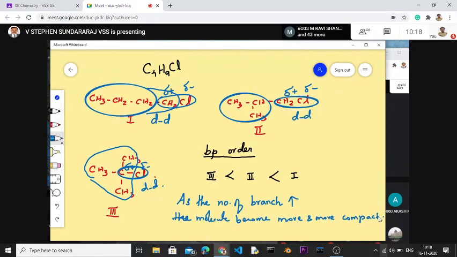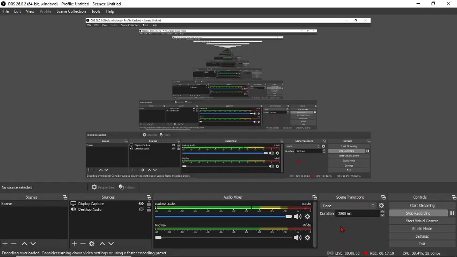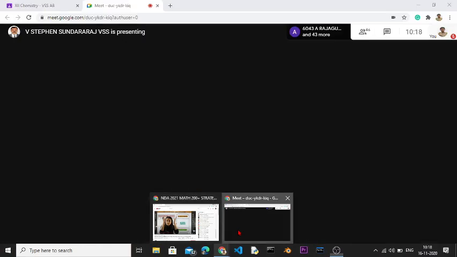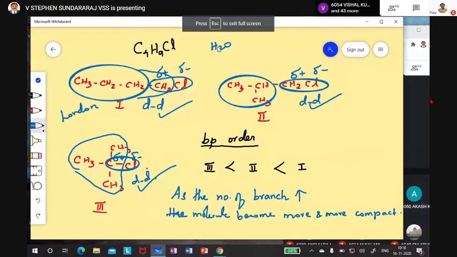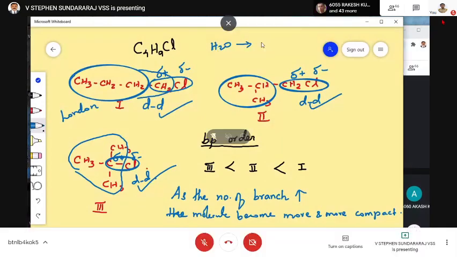So the dipole interaction is common everywhere. In all 3 structures, the dipole is there. Now it is a matter of only London force. Don't think that hydrogen bonding is there. In a water molecule, there is hydrogen bonding. What all interactions are present in a molecule and responsible for a higher boiling point, you have to see in the options. If there is an option like hydrogen bonding, dipole, and London force, you have to select that.